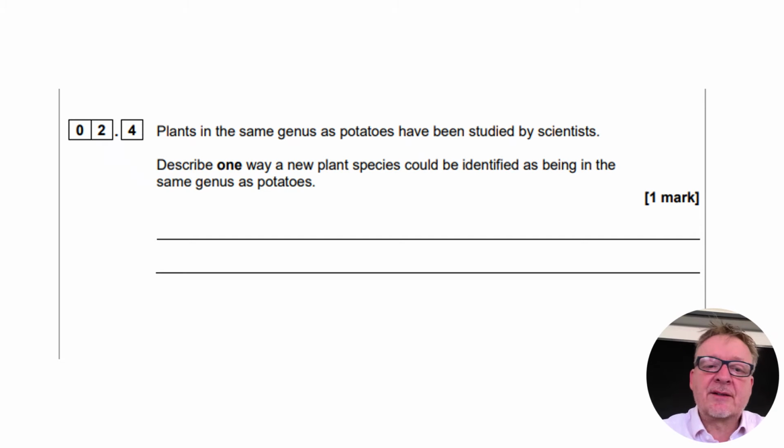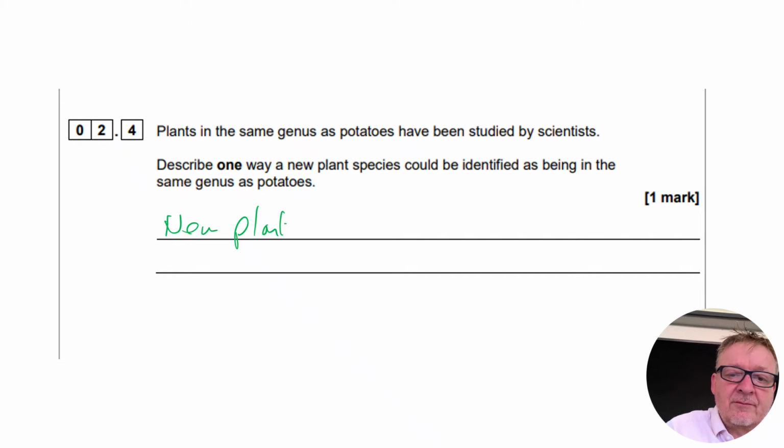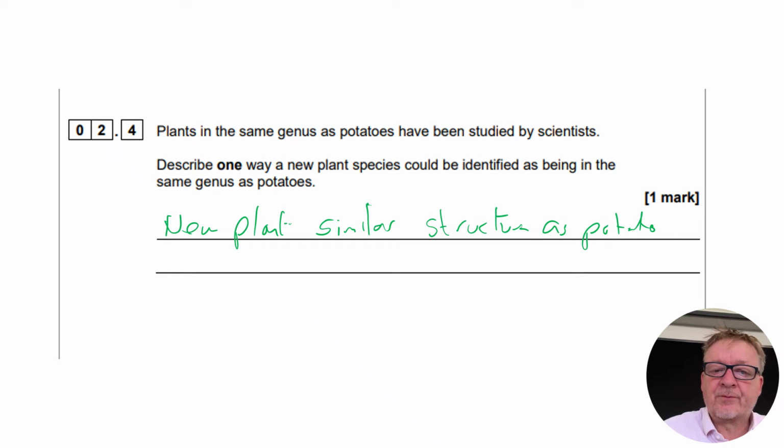2.4. Plants of the same genus as potatoes have been studied. You've got genus and you've got species. They're the two lowest ones on the classification system. Describe one way a new plant species could be identified as being the same genus as potato. That means it's very similar. So it could be a new plant that has a similar structure as potato.